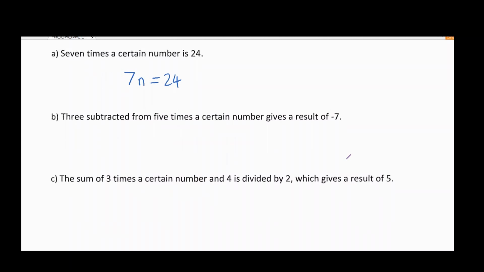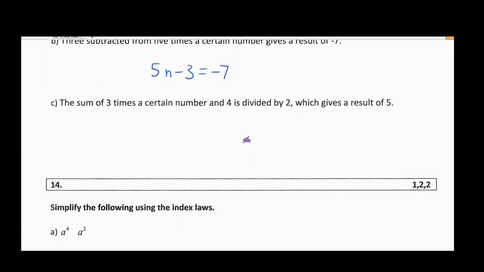B. 3 subtracted from 5 times a certain number gives a result of 7. So 5 times a certain number and having 3 subtracted from it, 3 subtracted from 5 times a certain number gives a result of minus 7. And there it is.